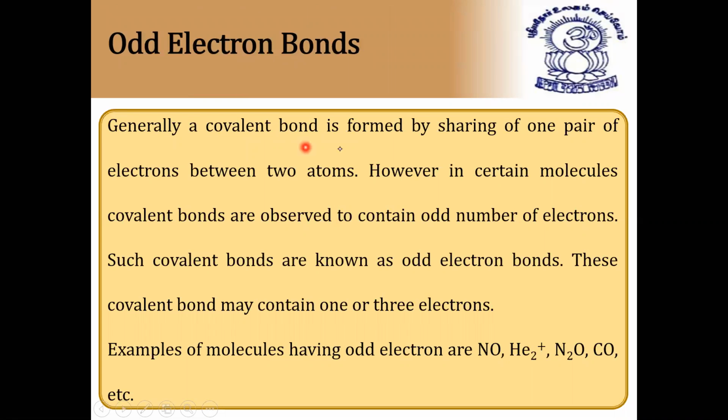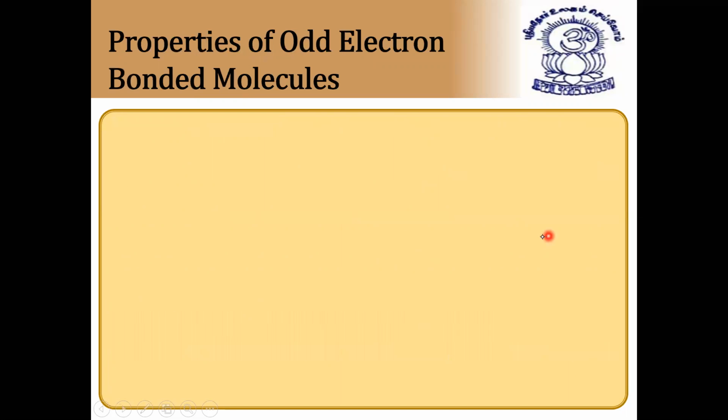Next, generally, a covalent bond is formed by sharing one pair of electrons between two atoms. However, in certain molecules, covalent bonds are observed to contain an odd number of electrons. Such covalent bonds are known as odd electron bonds. These covalent bonds may contain one or three electrons. Examples of molecules having odd electrons are NO, He2 plus, N2O, CO, etc. CO means total how many electrons? Carbon is 6 and oxygen is 8, 14 total. But it has odd electron bonds, because the covalent bond forms by sharing one pair of electrons between two atoms. So these are nothing but odd electrons.